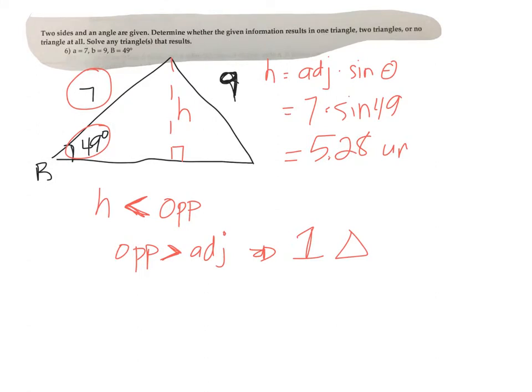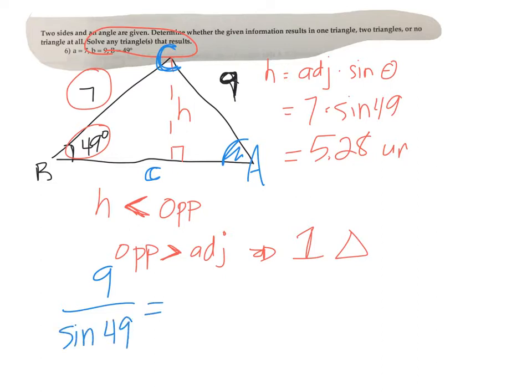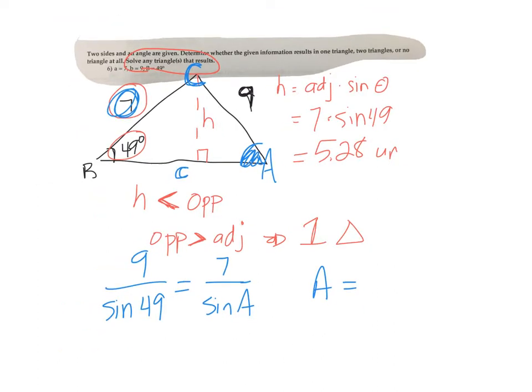Now that we know there's only one triangle, we can solve it by using the law of sines, which means we have to find every other angle. We have to find this angle A, and we have to find this angle C, as well as this side length C. And we do all of it by using the law of sines. The law of sines says the opposite side over the sine of the angle is equal to, in this case, 7 over the sine of A. Side A goes with angle A. So we cross multiply and divide, and then we take the inverse, so let's do this all together.